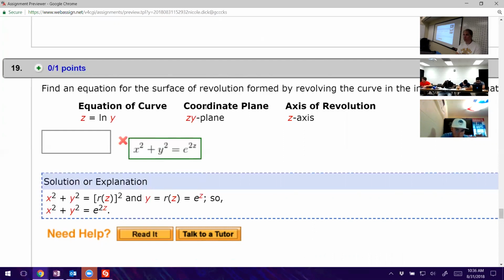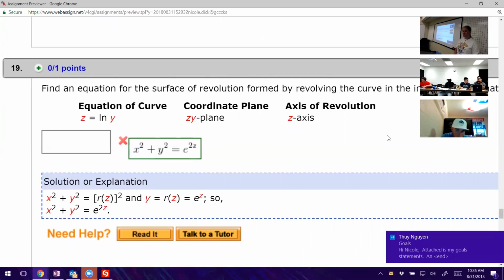Anything else? Oh, does the coordinate plane matter there when it gives that? Number 10. Number 10, the coordinate plane doesn't matter on this one, no.